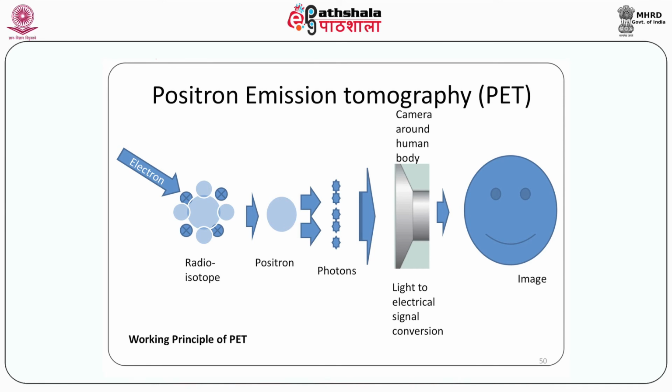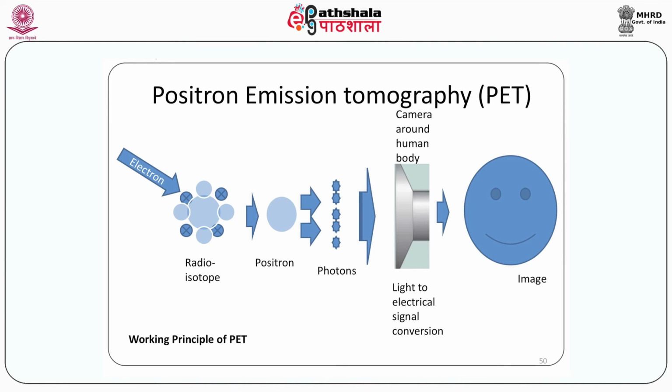As shown in the slide, some radioisotope substances, when bombarded with electrons, start emitting positrons. This substance, when injected in the human body, goes to various organs and starts emitting positrons. This substance has special affinity to particular organs. Thus, that particular organ only emits positrons.